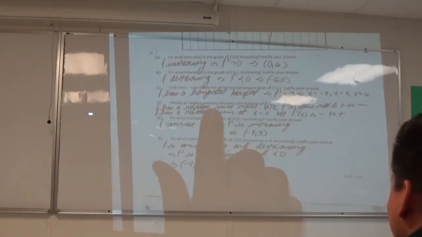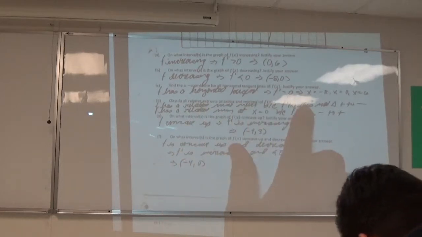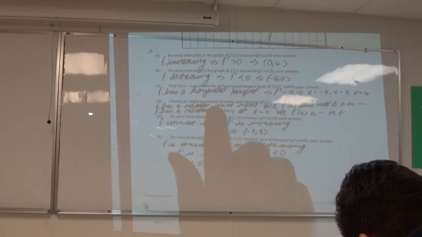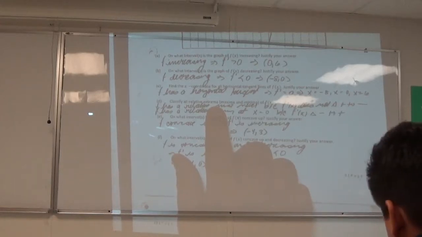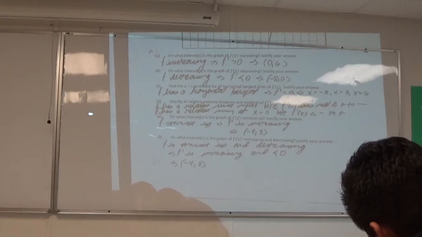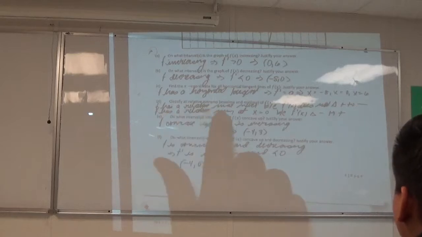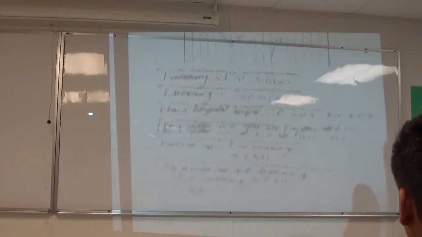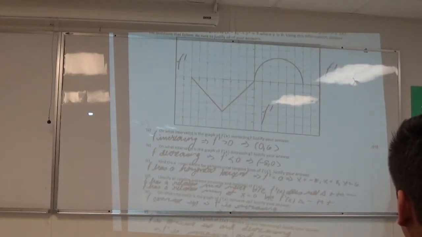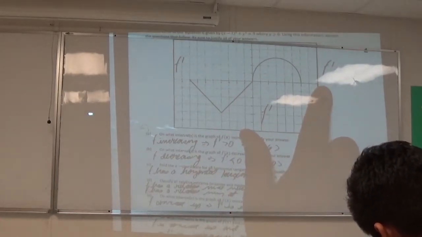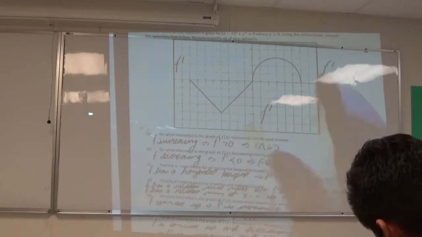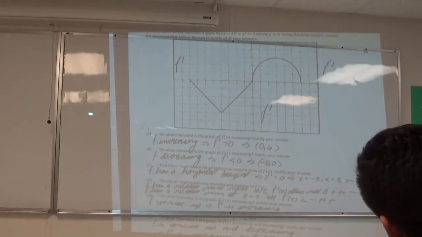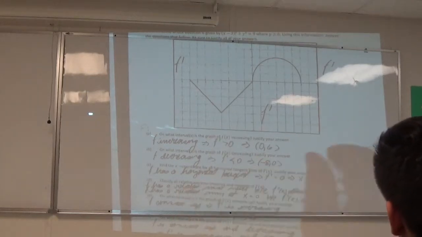D. Classify all the relative extrema. Do you have a max or do you have a min? Well, F would have a relative max if F prime changed from positive to negative. Look at the graph. Where does F prime change from positive to negative? Which means from being above the x-axis to being below the x-axis. That doesn't happen. So there is no relative max.